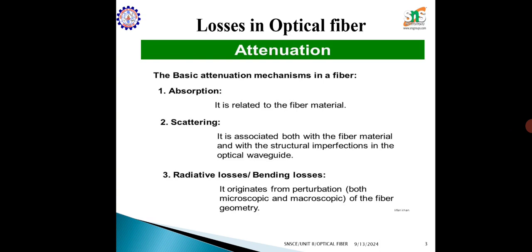How can we minimize these losses? We use a compressible jacket over the fiber. When external forces are applied, the jacket will be deformed, but the fiber stays straight and safe, without causing more losses. Likewise we can reduce this.